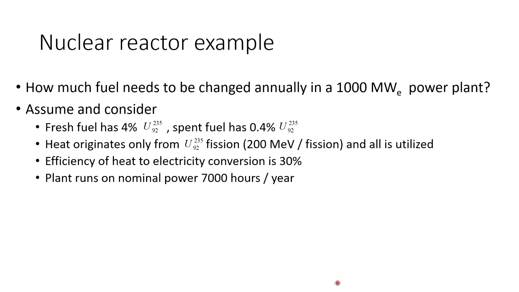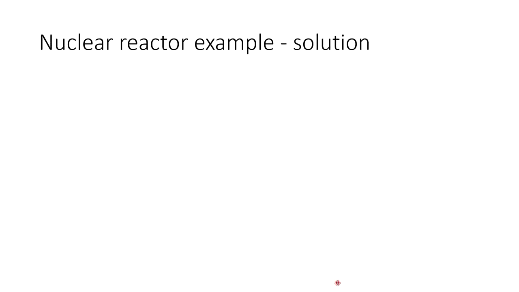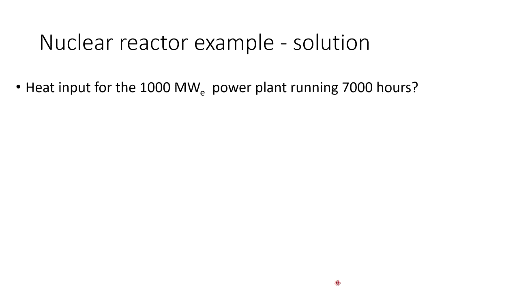For the power plant, we will assume a conversion efficiency of heat to electricity of 30%, and that the power plant is running on nominal power output for 7,000 hours a year out of 8,760 hours, which is the optimal regime for nuclear power plants. So now going for the solution.